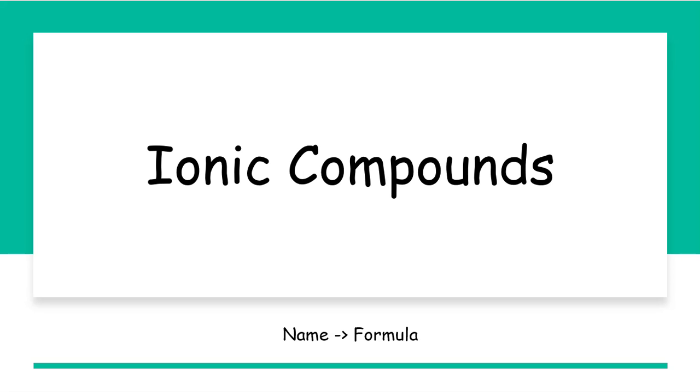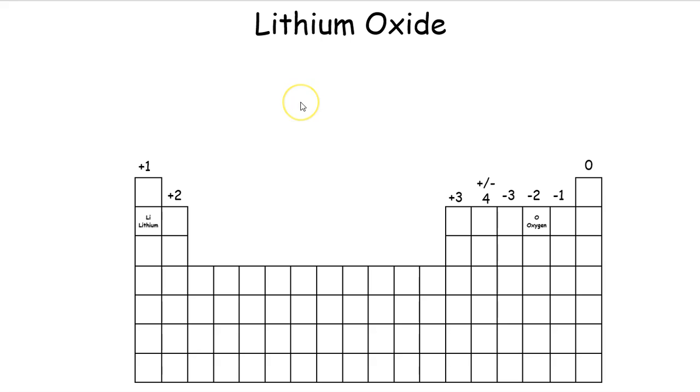In this video, we're going to look at ionic compounds and what you do when you're given a name of an ionic compound and you have to write a formula. So let's look at lithium oxide. Lithium oxide, you're given a metal and a nonmetal.